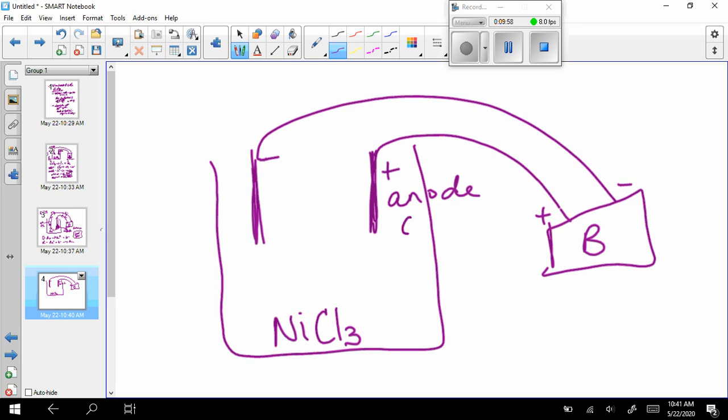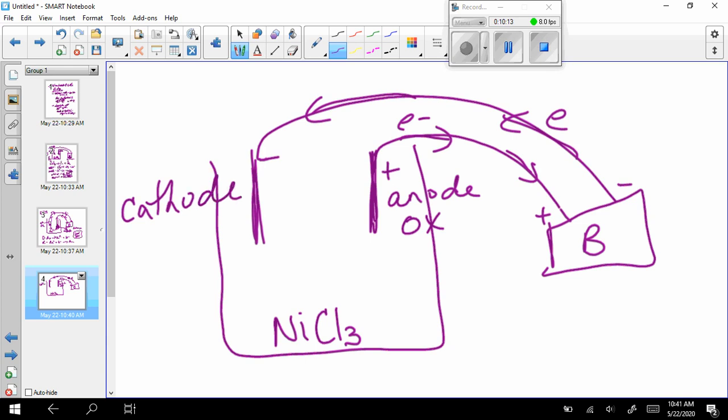And my anode is where oxidation happens. So this is going to lose electrons. So I show the electrons going through the wire. Then over here, this is negative, which normally is an anode, but because of the battery, I know it's reversed. So this is my cathode. This is where reduction happens.